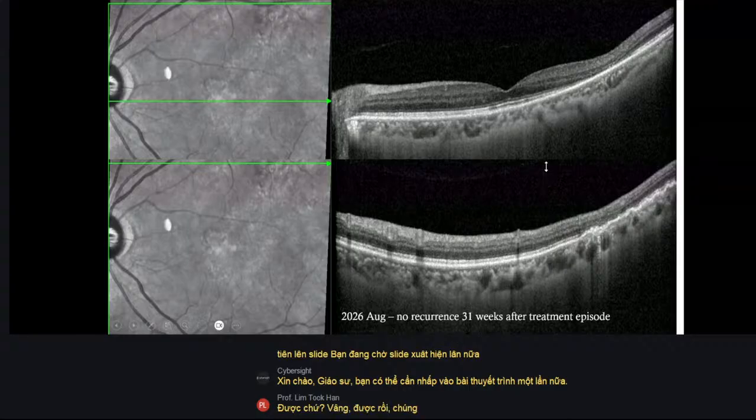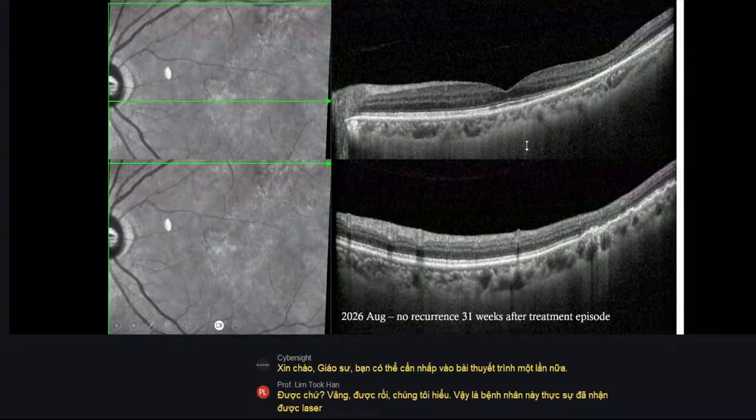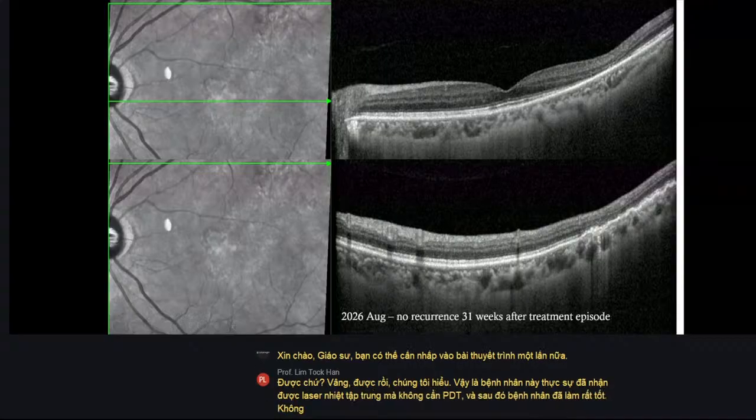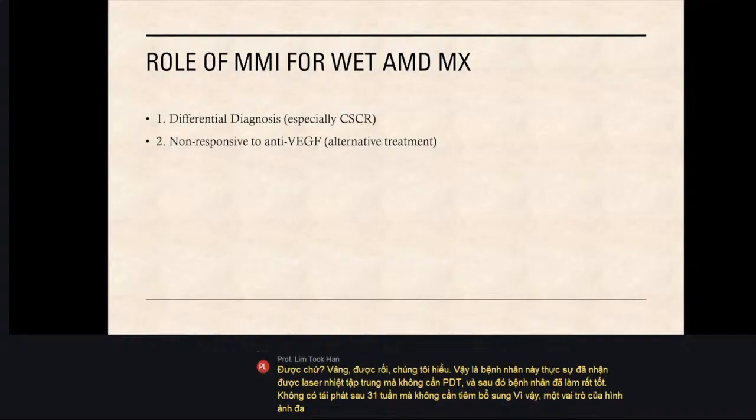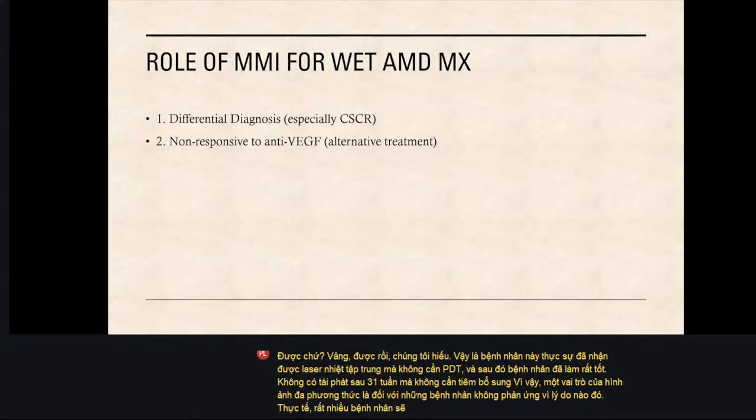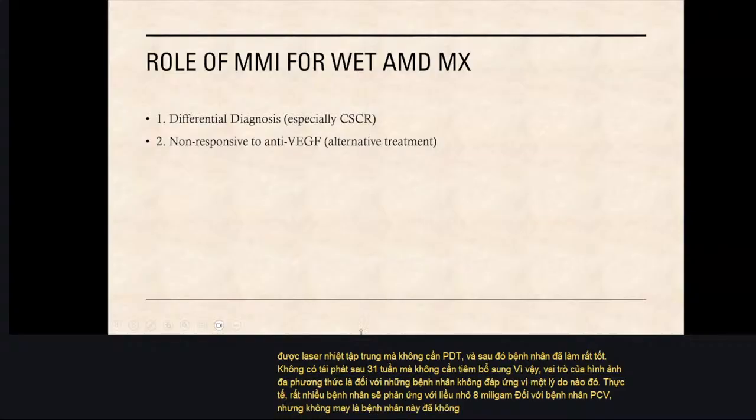So indeed, this patient actually has received focal thermal laser without PDT, and then the patient did very well. There's no recurrence after 31 weeks without additional injection. So therefore, a role of multimodal imaging is for non-responders, or patients who for some reason didn't respond. Actually, a lot of patients would respond to Vabysmo or Eylea or Eylea 8 milligram for PCV patients, but this patient unfortunately did not. But somehow he responded very well to focal thermal laser.